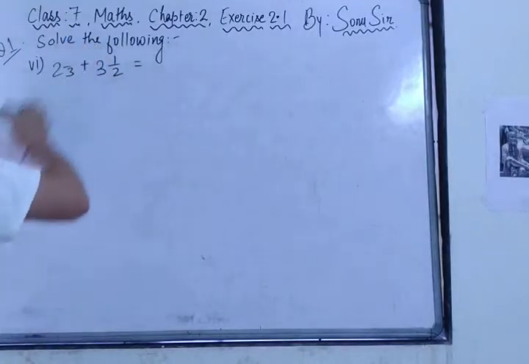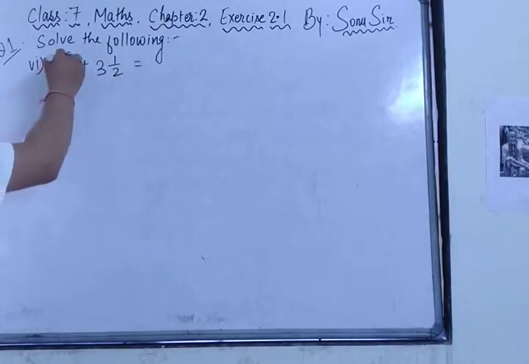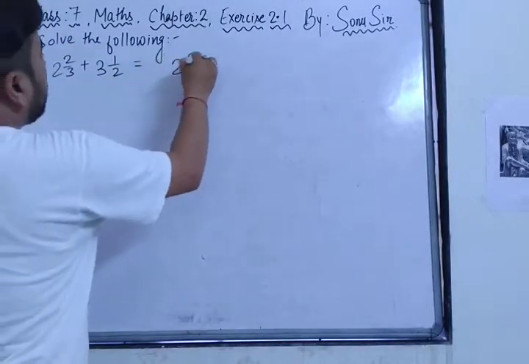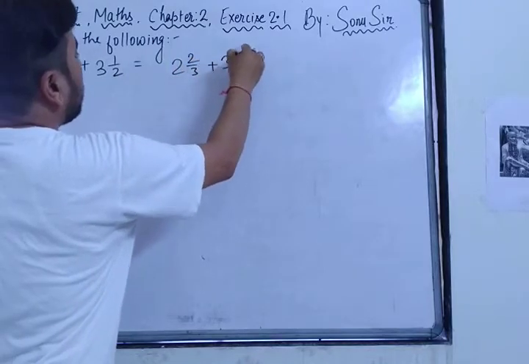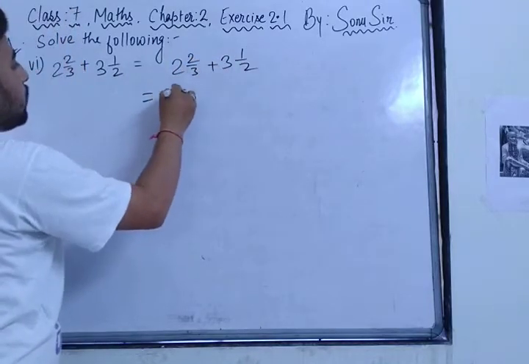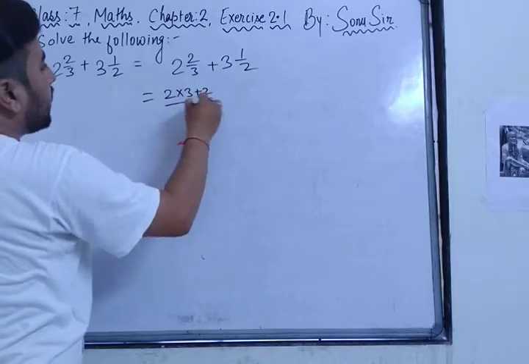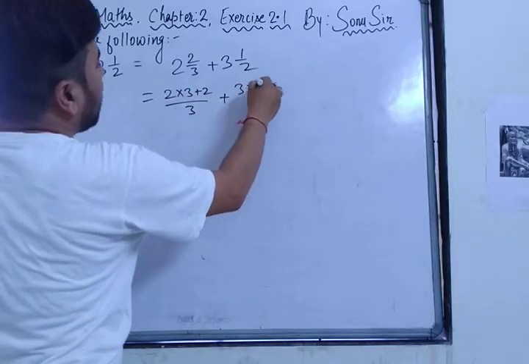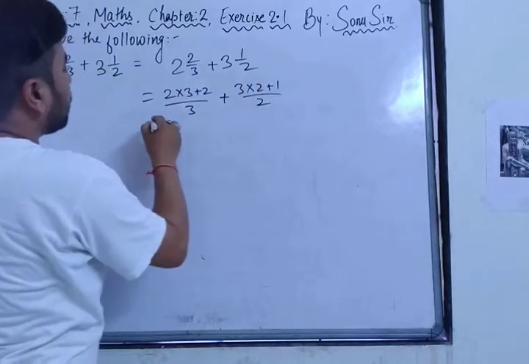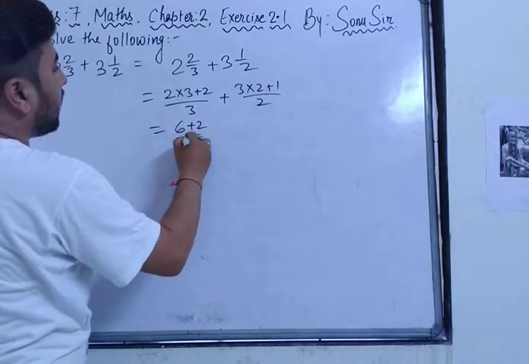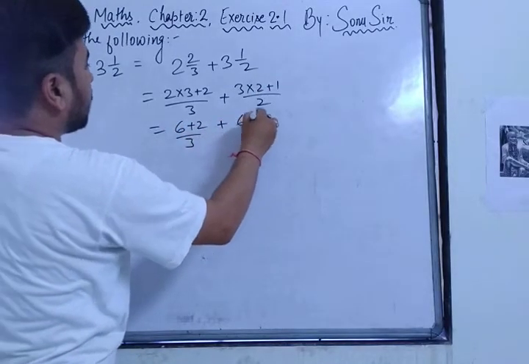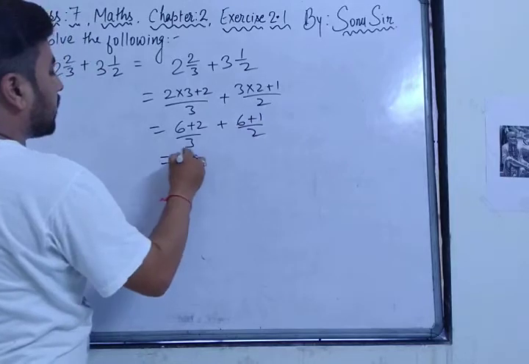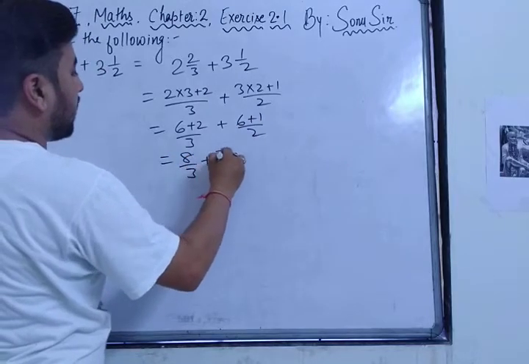If the question is 2 into 2 by 3 plus 3 into 1 by 2, how will you break this? 2 into 3 plus 2 by 3, and 3 into 2 plus 1 by 2. 2 threes are 6 plus 2 by 3, 3 twos are 6 plus 1 by 2. 6 plus 2, 8 by 3, plus 7 by 2.